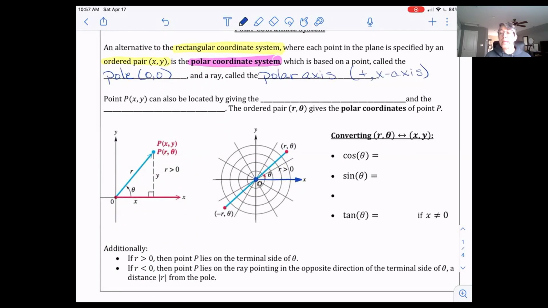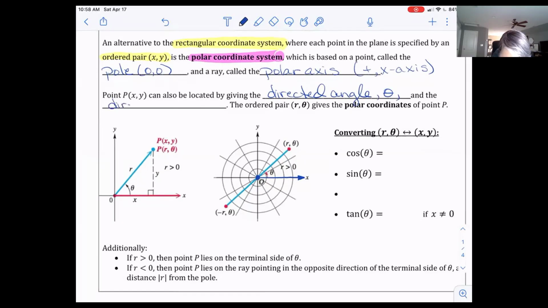So any point, even in the rectangular coordinate system x, y, can be located by giving what we call the directed angle. That would be theta, and the directed distance, and we'll call that r, like our radius. And I'll explain why they're using the terms directed here in a minute. And we have an ordered pair for that polar coordinate system where r is our output value and theta is our input value. So we have to be careful of the order.